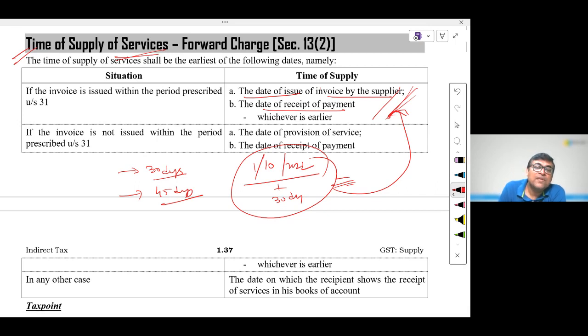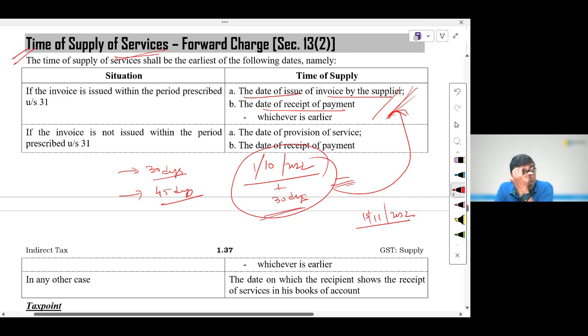However, if this invoice is issued on say 15th of November, in that situation, since I failed to issue my invoice within 30 days from providing the services, the time of supply should be calculated by applying this formula: the date of completion of this service, that is 1st October 2022, or the receipt of payment date, whichever is earlier.